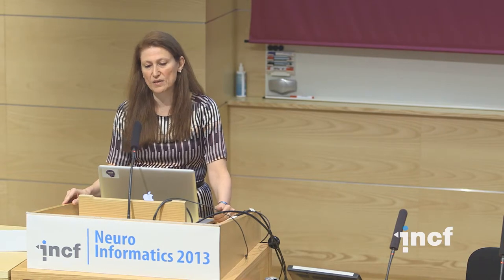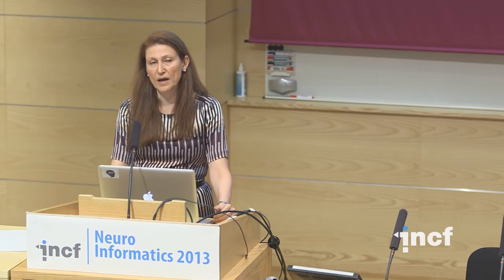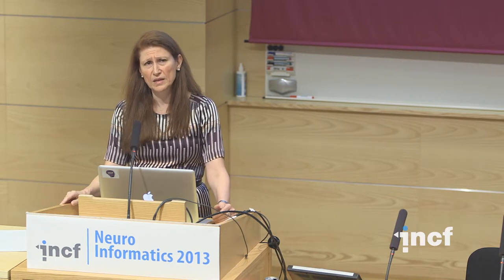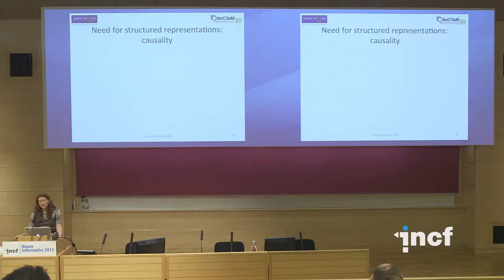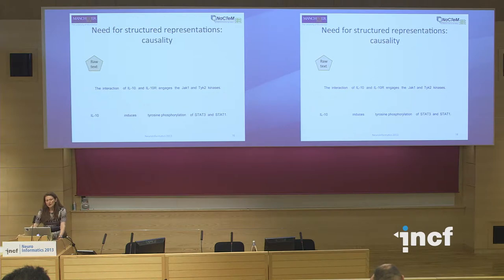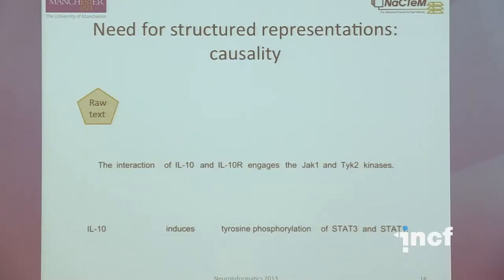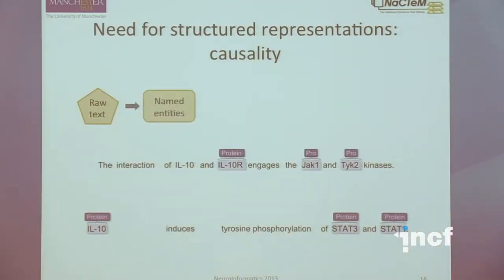But now I'm going to something much more challenging; these were the simpler things. If we want to extract information from text, we need to deal with more structured representations. One of the major issues is if we want to extract causality from text, how do we go about it? Again, if we start from raw text and go through the pipeline, and we see the following sentences about the interaction of IL-10, we can, of course, find the named entities we're talking about, proteins.